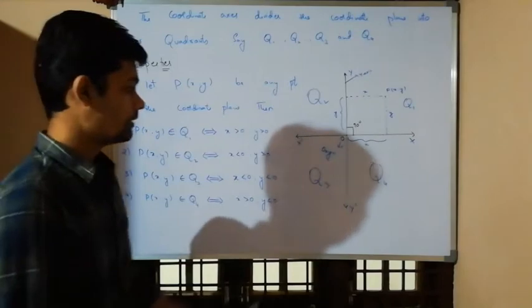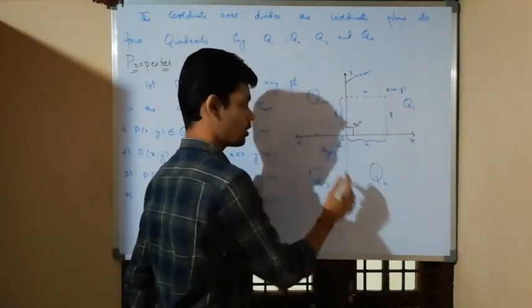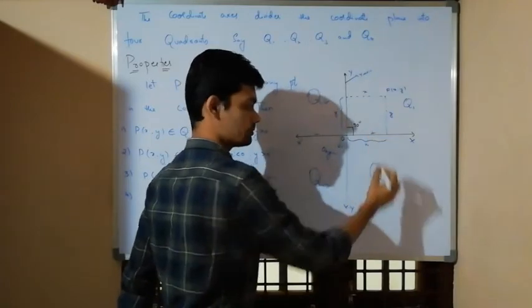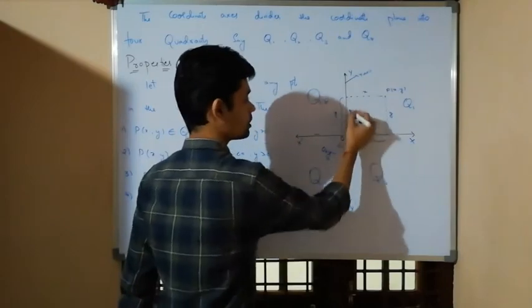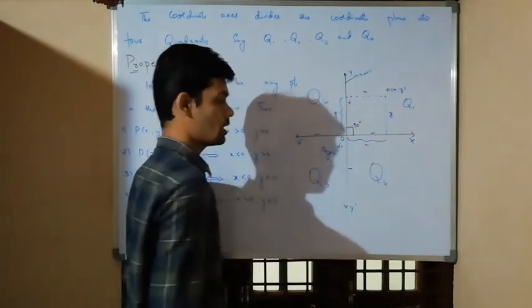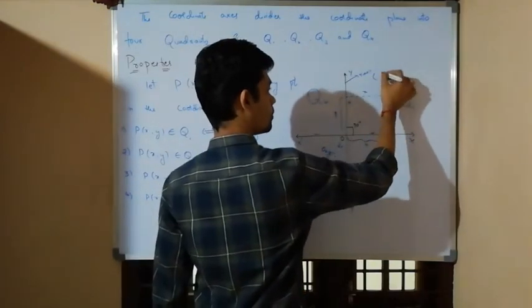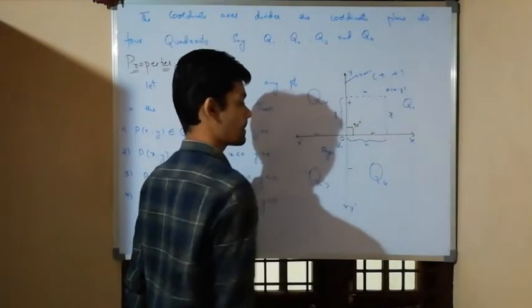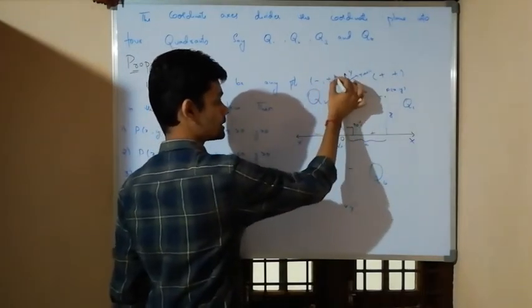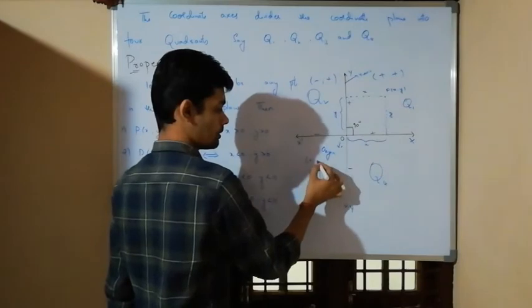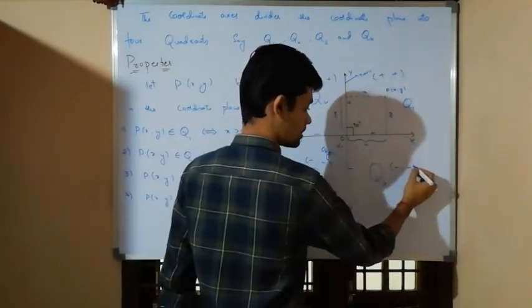For our understanding, we can write before 0 we will get negative, after 0 we will get positive. According to this, what you will get here? Both plus comma plus, and here minus comma plus, here minus comma minus, and here plus comma minus.